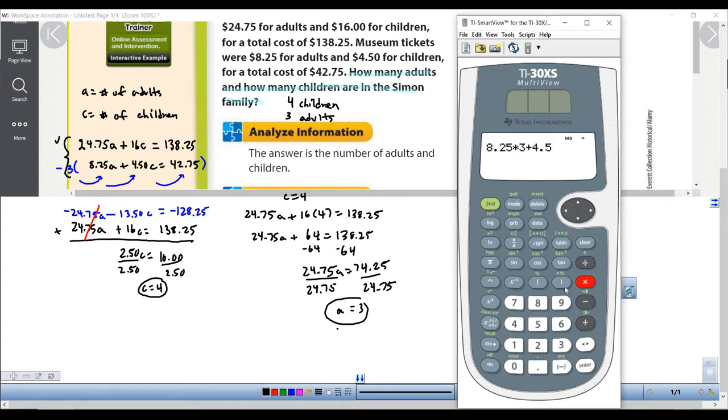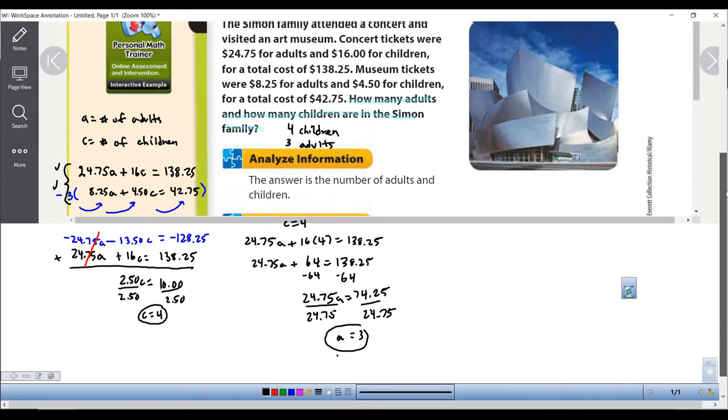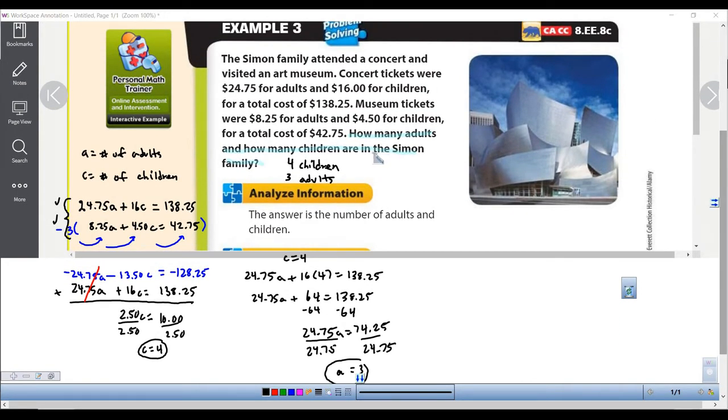And remember that same museum was $4.50 per child. And how many children are we saying that there are? We're saying that there are 4 children. And what was the total cost supposed to be? $42.75. Let's see what our handy dandy calculator tells us. $42.75. That proves that this answer is correct because we found the one and only solution that makes both equations true.